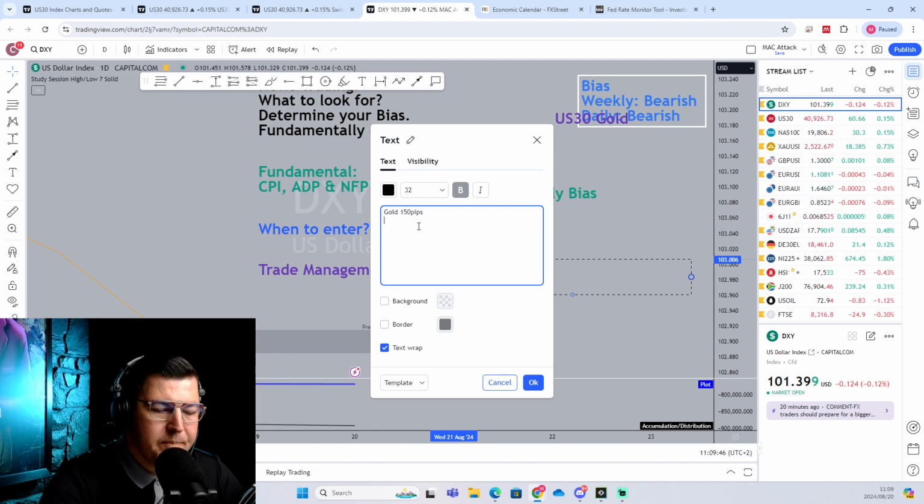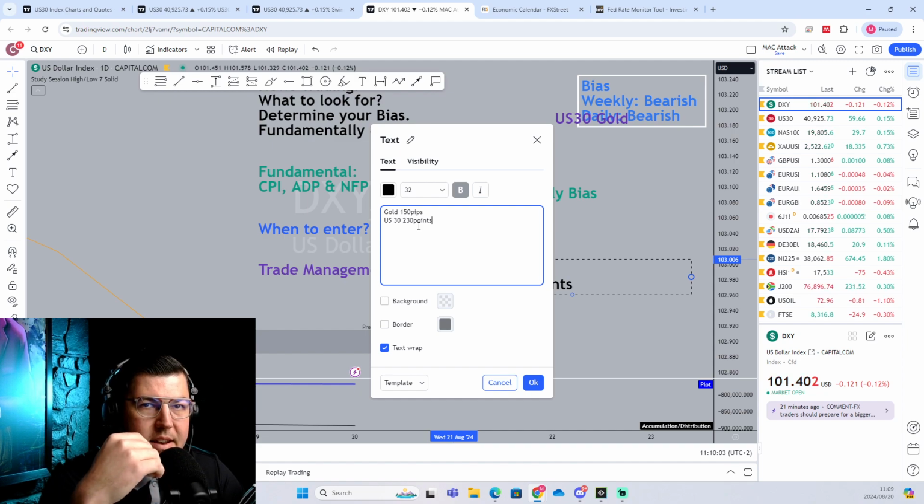For US30, again also coming from stats, we use 230 points. Again, that can become lower as time goes by or as volatility decreases. We could have an instance where, let's say 12 months from now, this figure can change to 120 points because things have become less volatile and news is largely priced in. But as it stands at the current moment, it's 230 points on US30.